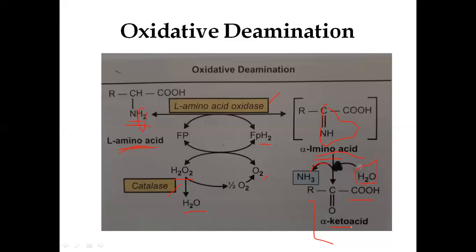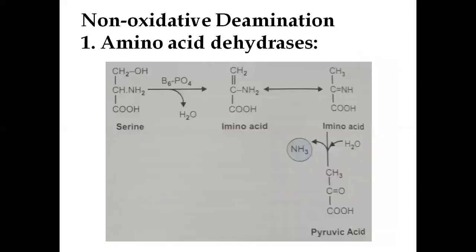So most of the 20 amino acids will not be deaminated by the process of oxidative deamination, because the rate of reaction is very low and it is restricted only to the kidney and liver tissue. So that is the limitation of oxidative deamination in mammalian tissue. Now we will move on to non-oxidative deamination.